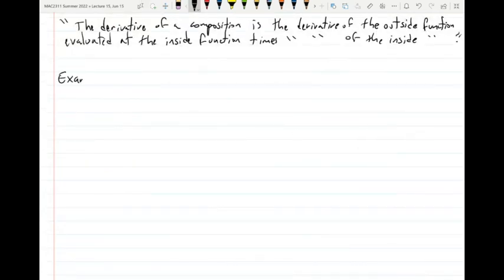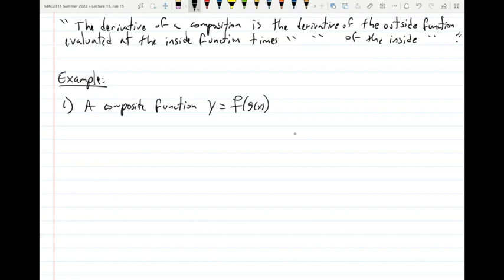So, sample number one. A composite function y equals f of g of x is given. Identify f of x and g of x. Okay? So I want you to tell me the outside function, that's f, and the inside function, that's g.